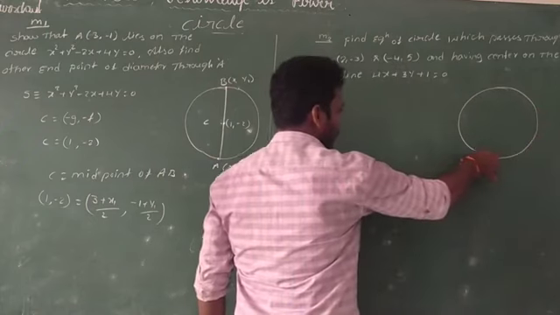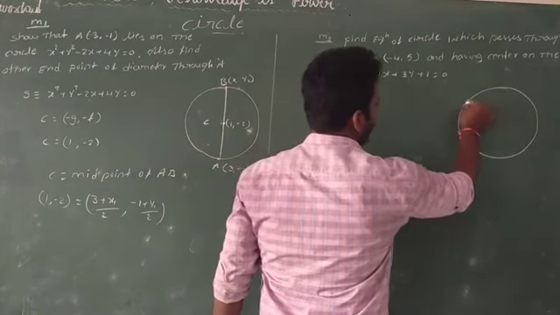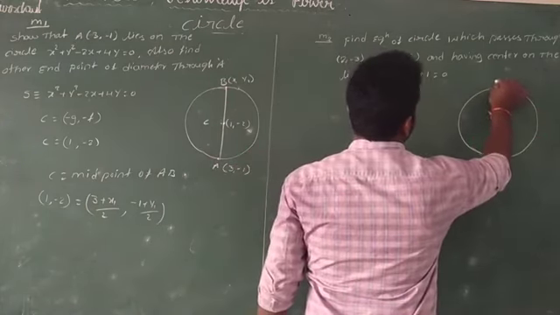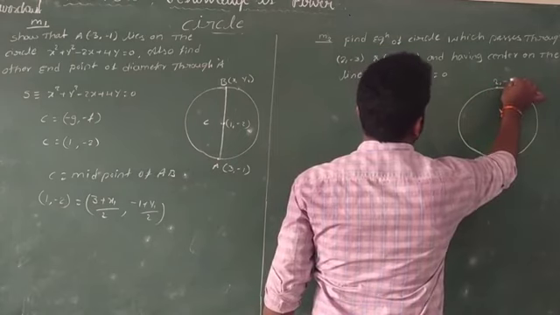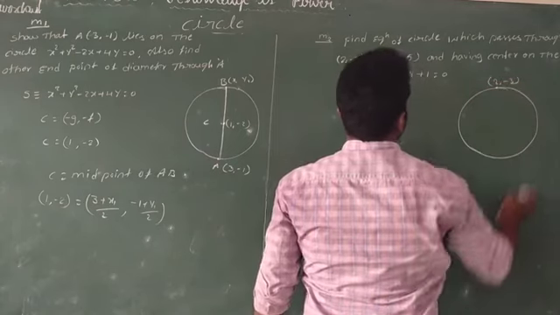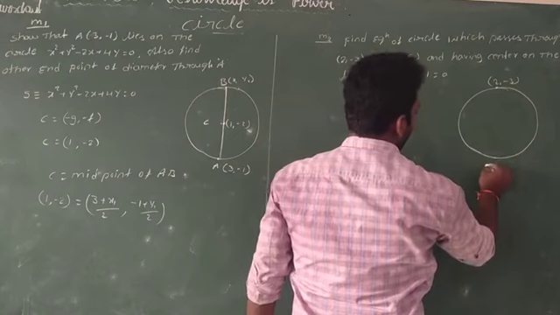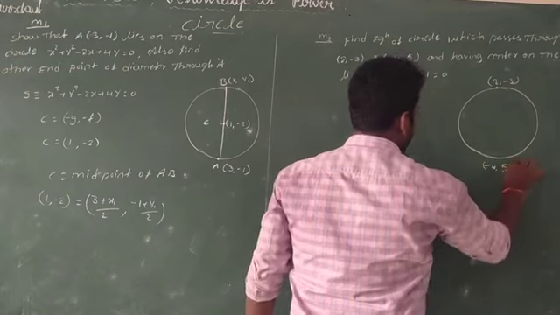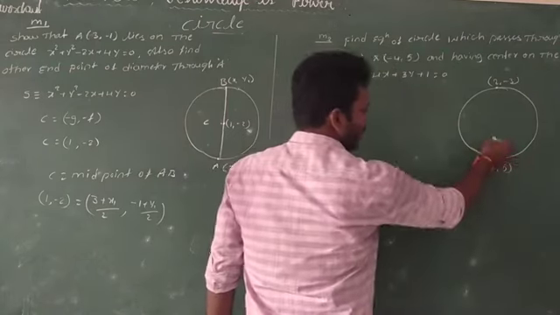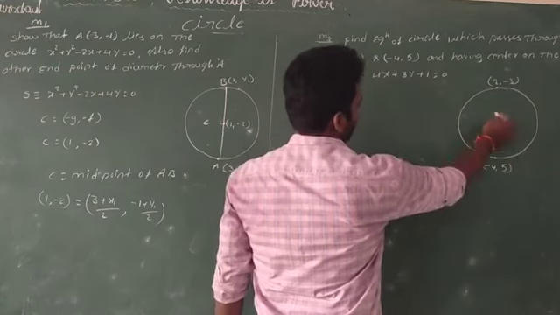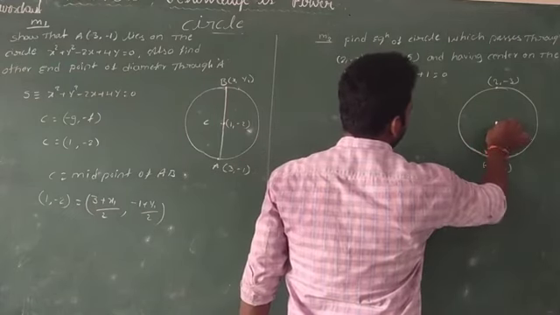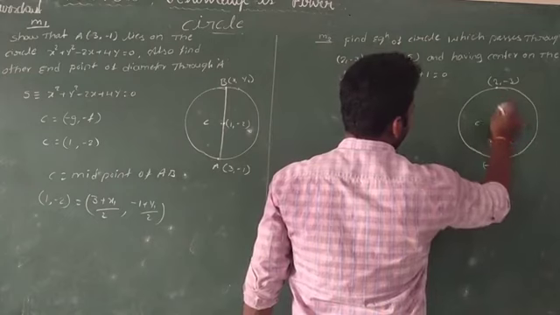The circle which is passing through 2 points, suppose 2 comma minus 3 is one point, and one more point minus 4 comma 5. Okay, I am taking y like this, I will explain. The center is on the line. So center C is on the line.